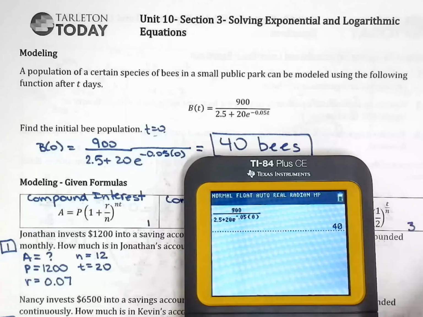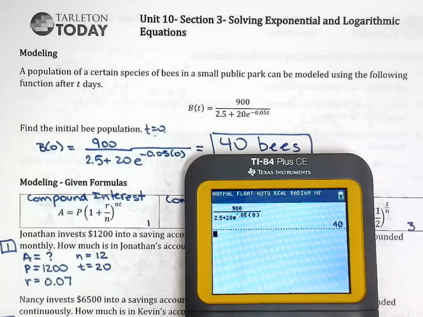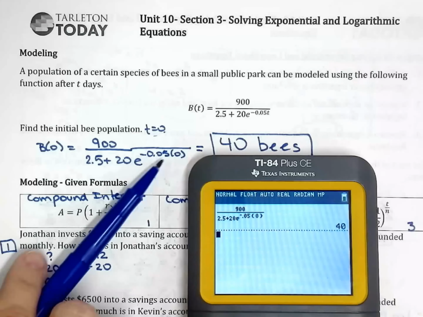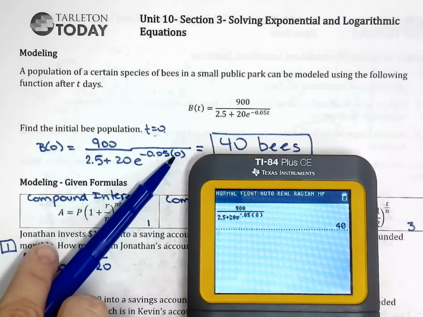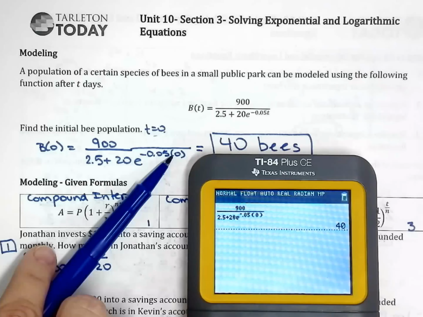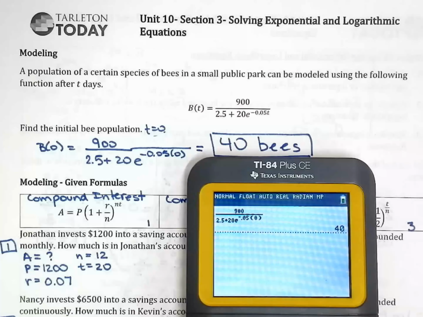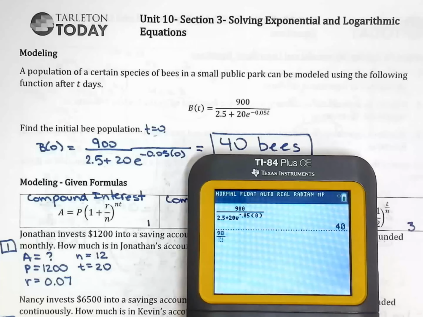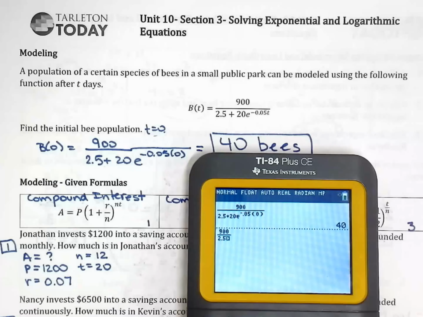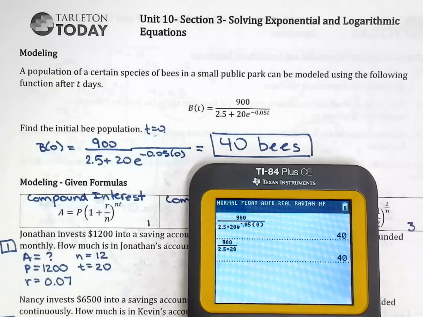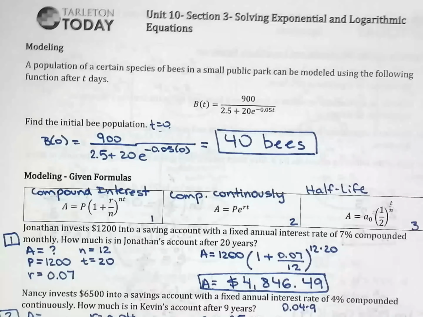The other way, you're like, that's too many things for me to type. You can think about the power of 0. So notice how e is raised to the power of 0, and everything raised to the power of 0 equals 1. So 1 times 20 is 20. So the other way you could put it in the calculator is 900 over 2.5 plus 20. You get the same 40 bees as the initial population.